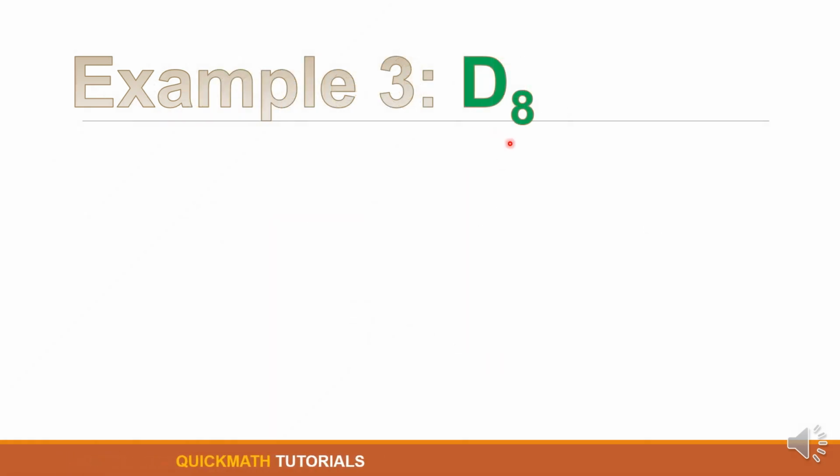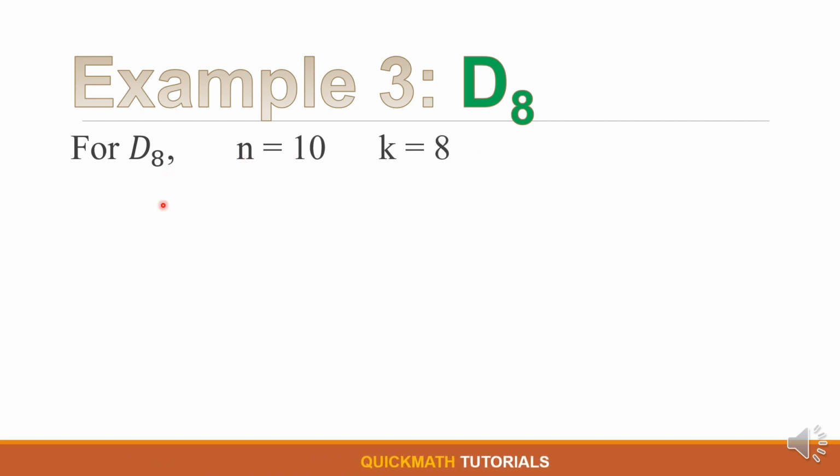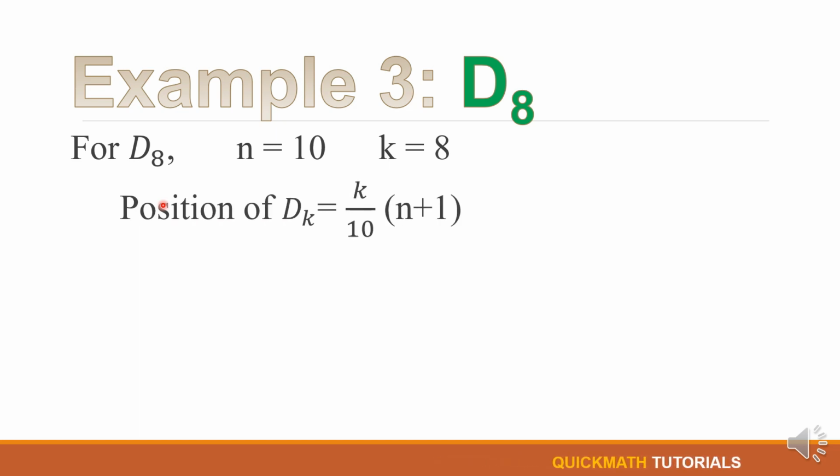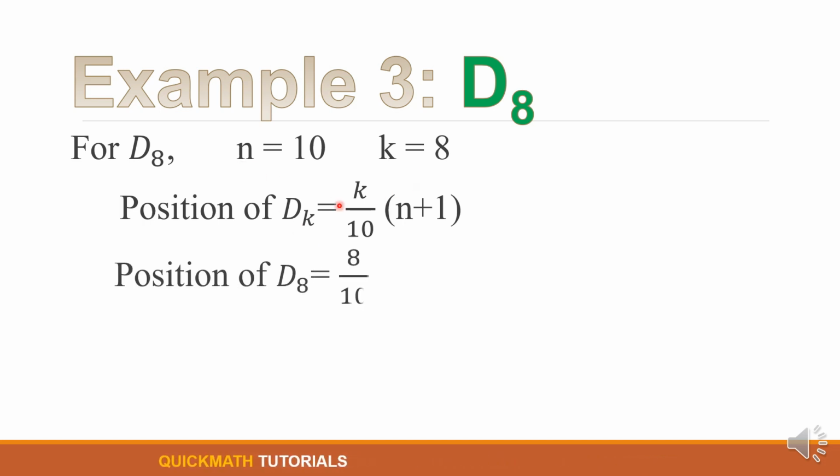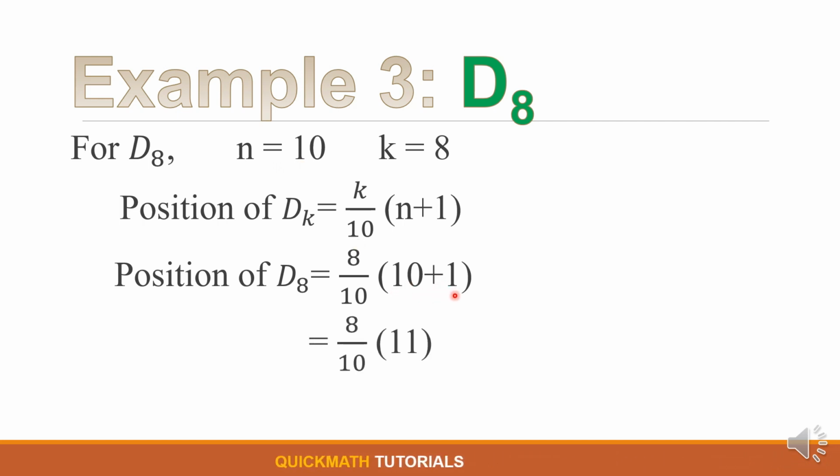Now for our d sub 8, our n is equal to 10 and our k is equal to 8. So using the formula for the position of decile, let's substitute the value of n and k. So we have the position of d, where k becomes 8, which is 8 over 10, and our n is equal to 10, so we have 10 plus 1. 10 plus 1 is equal to 11. And 11 times 8 is equal to 88.